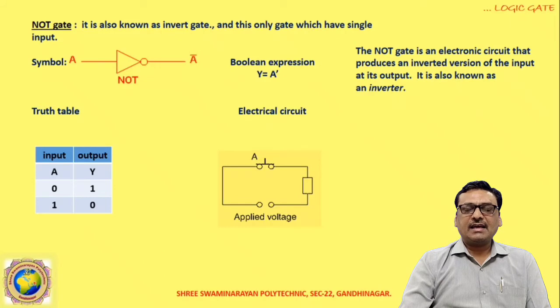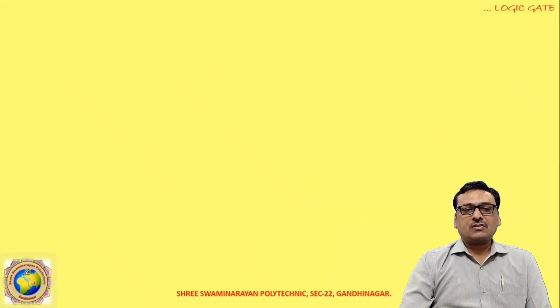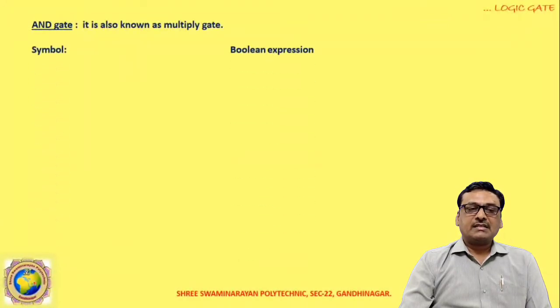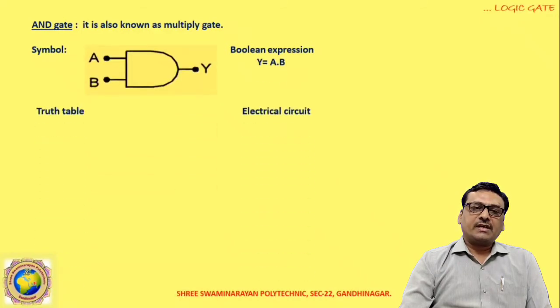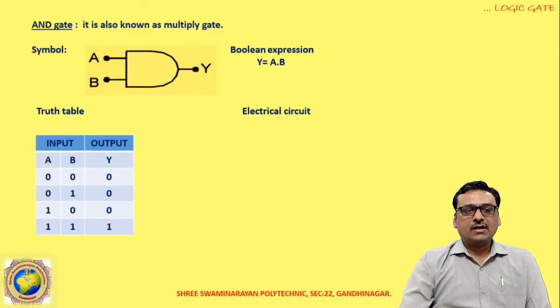Now our second gate is the AND gate. The AND gate is also known as the multiply gate. Its symbol and Boolean expression are shown in the figure. Here there are 2 inputs. In this chapter we consider only up to 2 inputs, not more. The inputs are A and B, and the output is Y. Its Boolean expression is Y equals A dot B. For its truth table, 2 inputs A and B give 4 possibilities: 0 0, 0 1, 1 0 and 1 1.